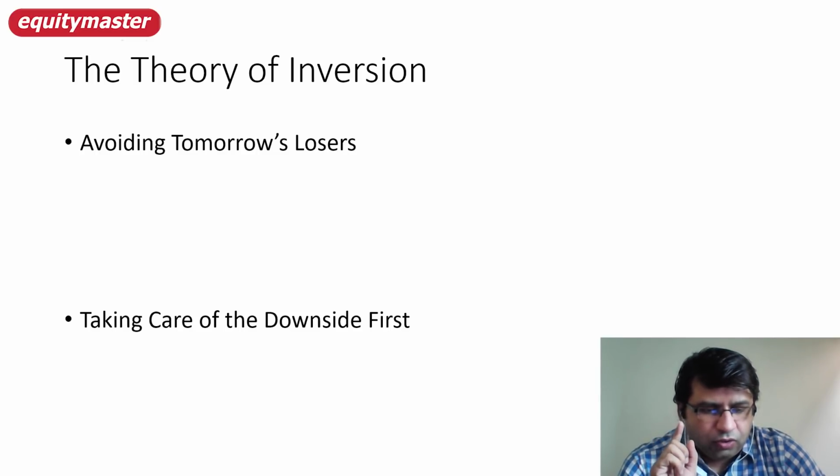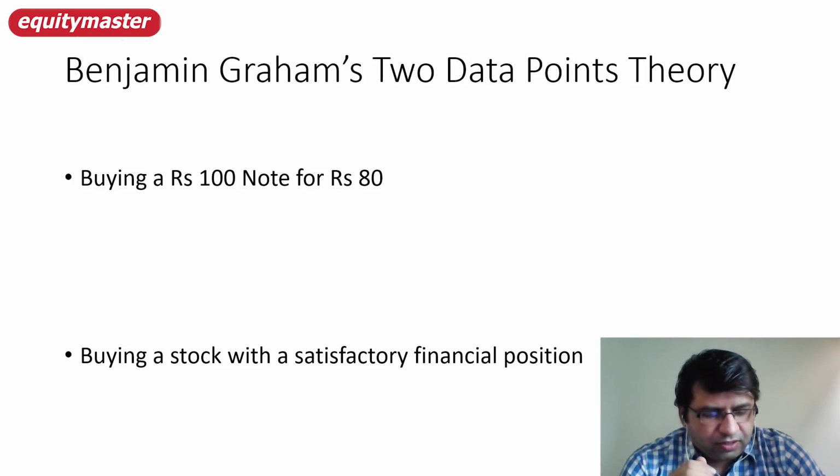So I'm going to use 2 financial parameters to put together a list of penny stocks based on the principle that my goal is to avoid the downside and let the upside take care of itself. These 2 financial parameters are inspired by Benjamin Graham. Principle number 1 was buying a 100 rupee note for rupees 80, and buying a stock with a strong balance sheet or a satisfactory financial position.